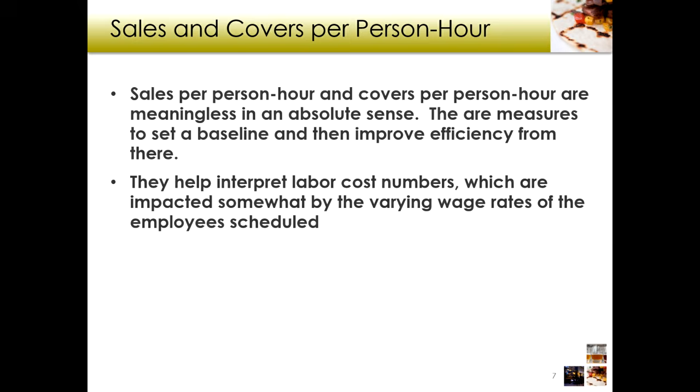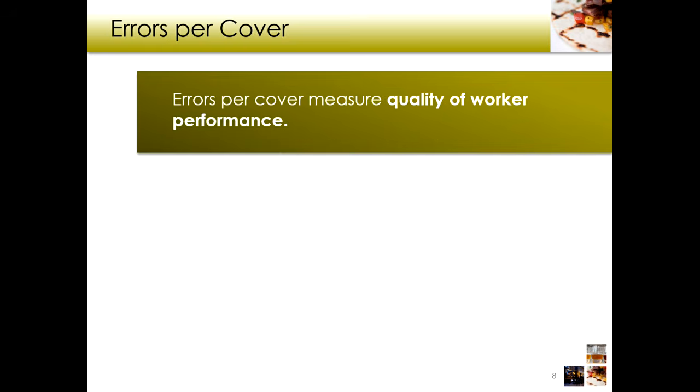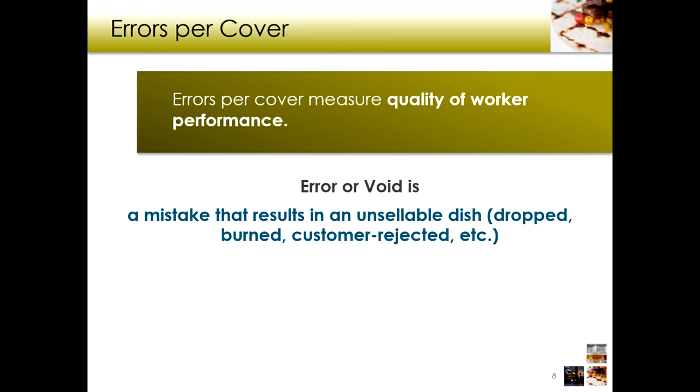The last one we want to look at is our errors per cover measure. So this is a way of measuring how good we are at our job for quality, right? So when we have an error, it can sometimes be a void or an error. Depends how your business tracks this, right? So generally it's a mistake that results in an unsellable dish. It got burnt, it got dropped, customer didn't like it, whatever, right? It's something messed up. Steak was overcooked, something like that, right? So we want to keep these to a minimum, right?